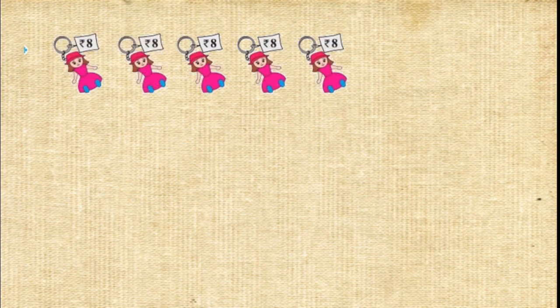You can see here dolls. The cost of each doll is 8 rupees. Correct? Now we will multiply rupees 8 by number of dolls. Means we will get the total amount to be paid to the shopkeeper. Correct? Okay, we will write cost of each doll is rupees 8.